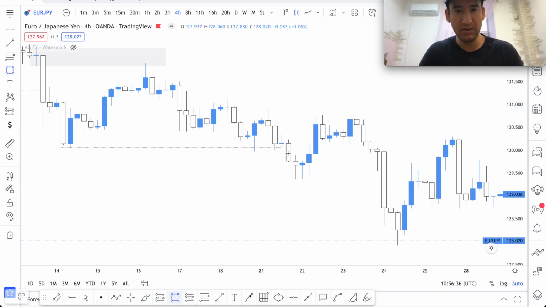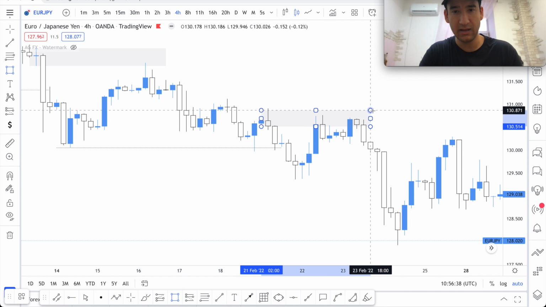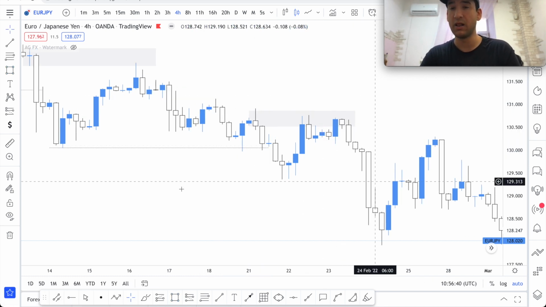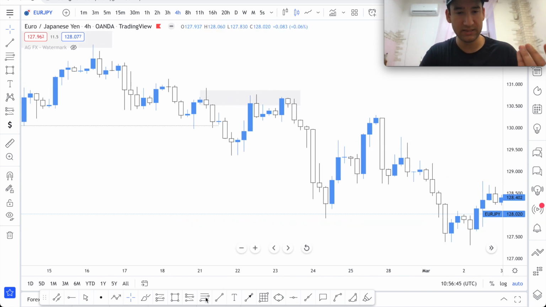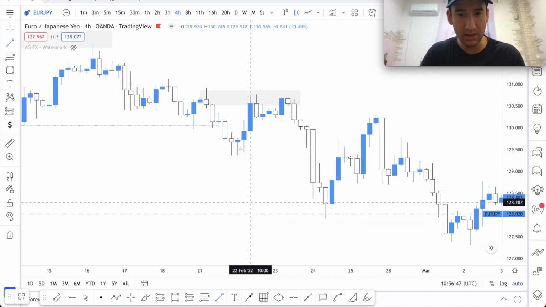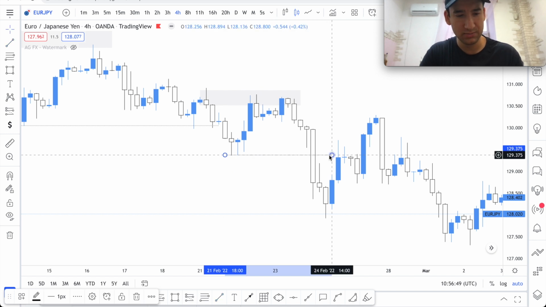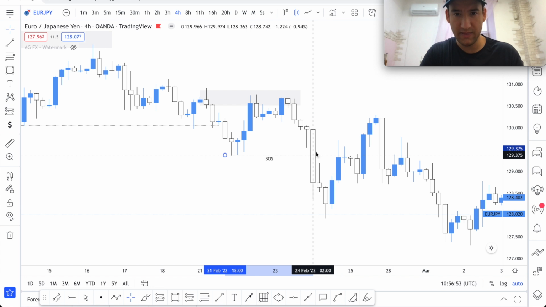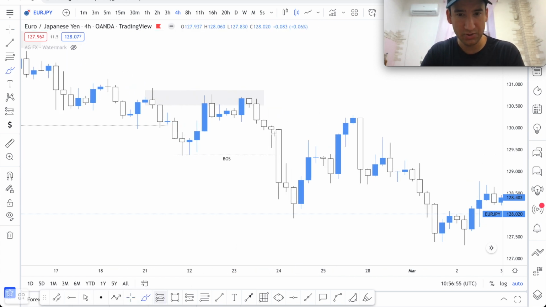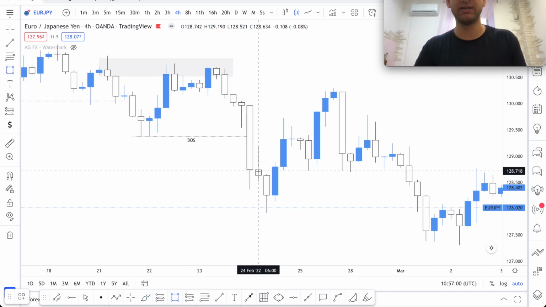Okay, and as you clearly see, again, we mark that high right there, and there's where your entry would be, right? So again, let's look at it again. We have another break of structure right there, and then price retraces all the way back. Notice what's happening here. Now this is a very interesting scenario.